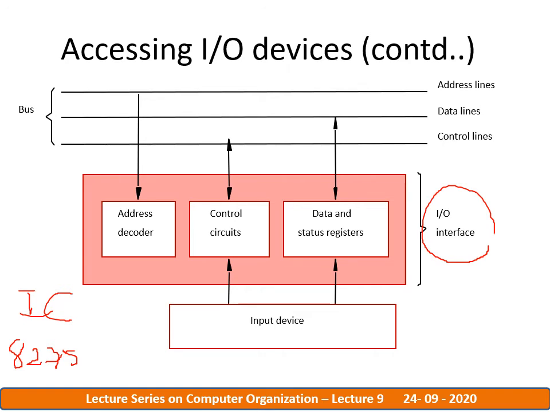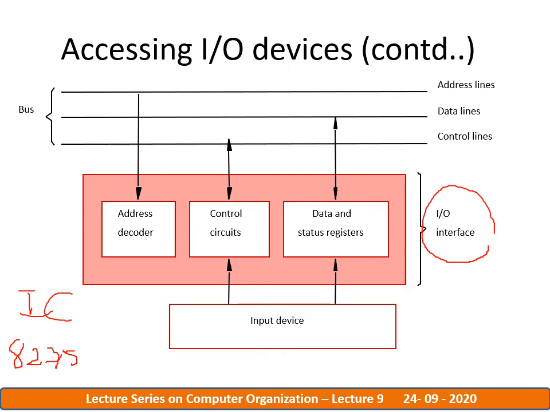Then the data register holds the data being transferred to or from the processor. See the arrow line from the data lines to the data and status register. It is bi-directional, because it can send data, read data, or write data.